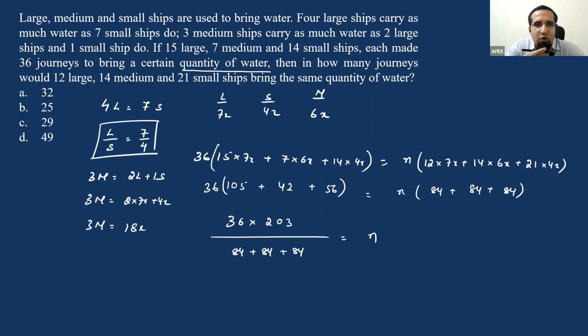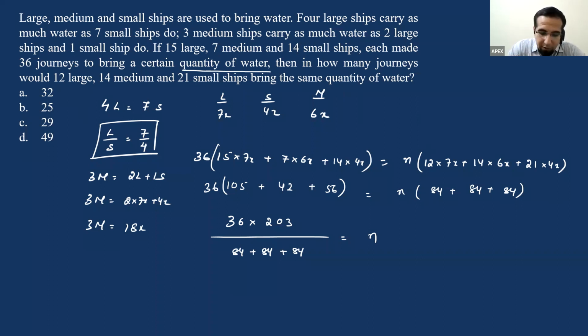Clear, guys? So what are we looking at here? Can you just calculate and get the answer from here, guys? So it should not be a problem for you. I think we have done the same calculation. 12 large ships, 12 sevens are 84, 14 sixes are 84, and 6 fours are 24, yeah, that's 84, and 21 fours is also 84. Clear? So if I do my calculation here perfectly, this is 36 into 203 divided by 84 plus 84 plus 84.